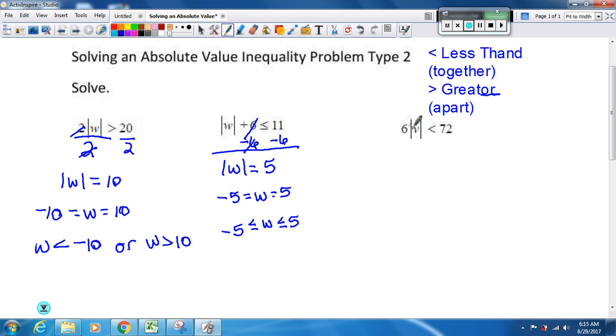This next one, you can't have 6 outside, so that's 6 times the absolute value of V. You have to divide both sides by 6 because that's the opposite of times. So I get the absolute value of V equals 12. So to get rid of the absolute value, I'm going to put a negative 12 out front. Everything else stays the same. Now this was a less than situation, so less than is together. So all you do is put in the original symbol and put your letter in the middle. So that one's finished.